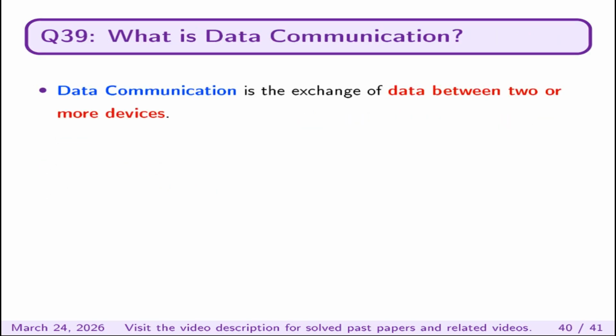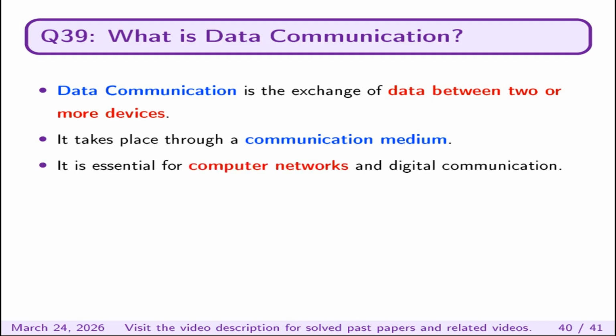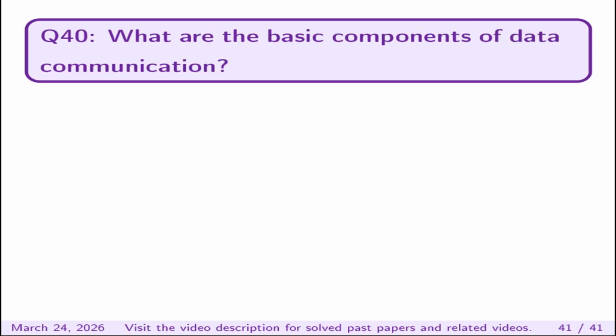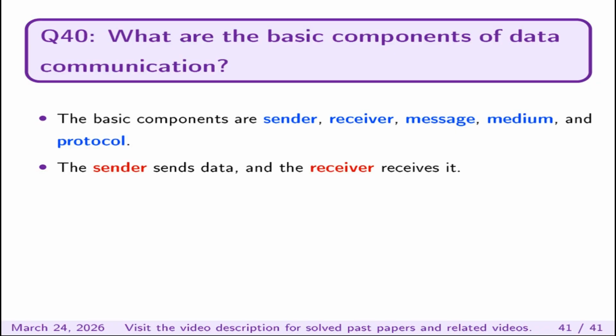What is data communication? Data communication is the exchange of data between two or more devices. It takes place through a communication medium. It is essential for computer networks and digital communications. What are the basic components of data communication? The basic components are sender, receiver, message, medium, and protocol. The sender sends data and the receiver receives it. The protocol is a set of rules for communication.